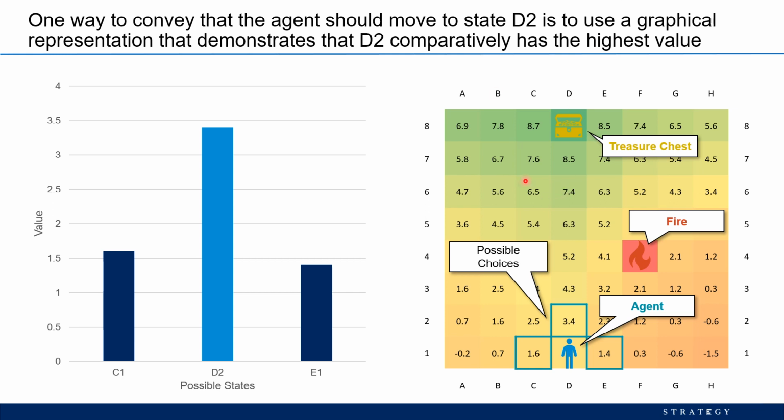So going back here, we have our treasure field analogy. We have the treasure chest here, we have our fire here, we have the possible choices of this agent, and we have value for these choices. If I was trying to advise this agent on what to do, I would probably use a graph like this that demonstrates you should move to state D because state D has the highest value.